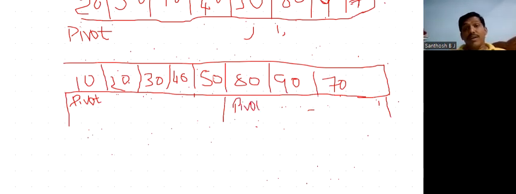Okay, for the right part of the array. The left part of the array is finished, already we started. Now we move on to the right part, that is 80, 90, 70. In the initial one, 80 is the pivot value. Now I is 90 and J is 70. Yes, we'll start with comparison once again.